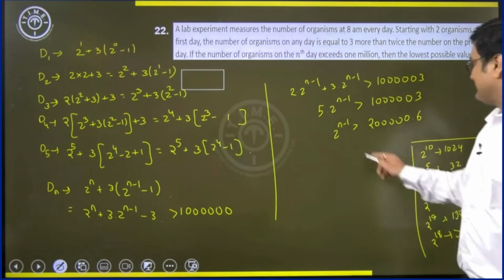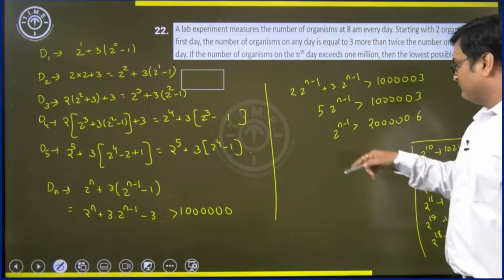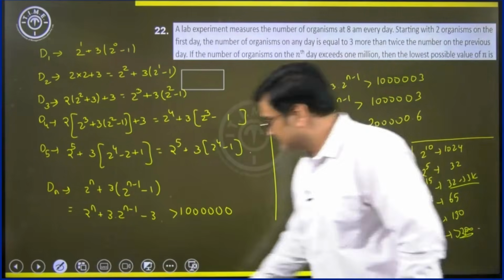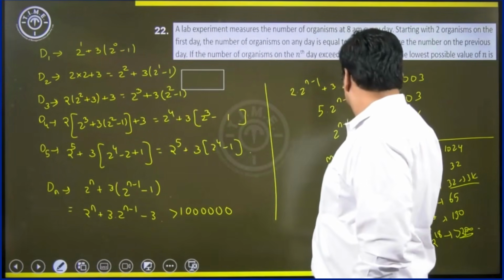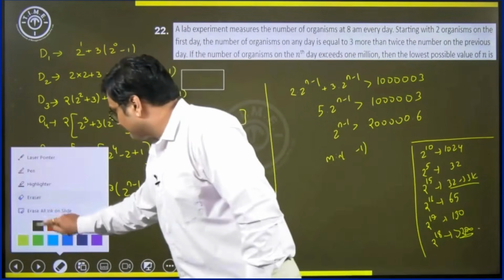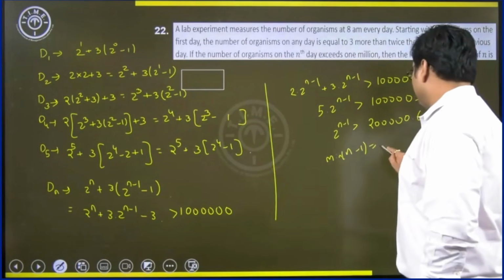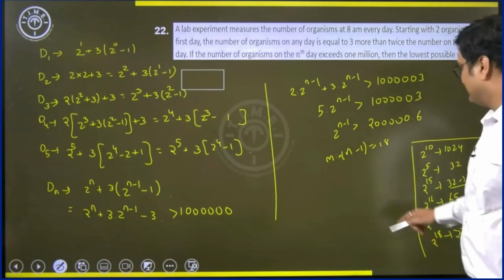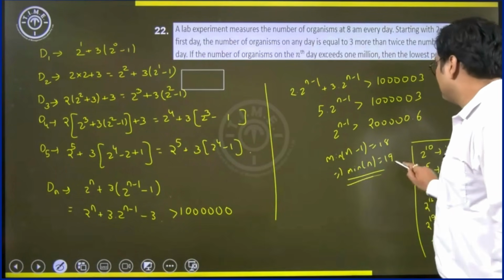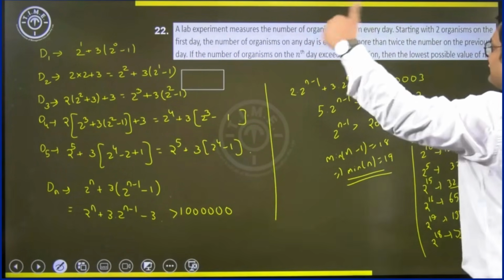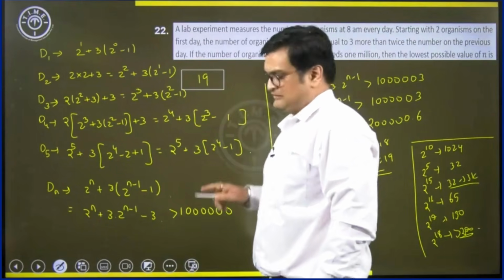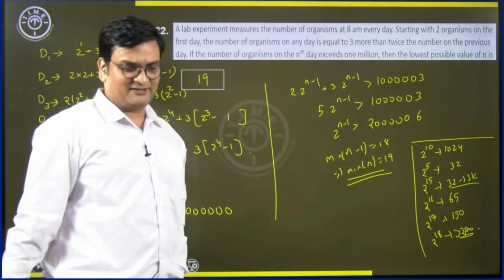So thus by this table can I say the minimum value of n minus 1 should be 18, because at 18 it's going beyond 2 lakh, and hence can I say the minimum value of n will be 19. So that means he's saying on the nth day the number of organisms exceeds 1 million, the lowest possible value of n will be 19. So 19 is going to be our correct answer for this question.